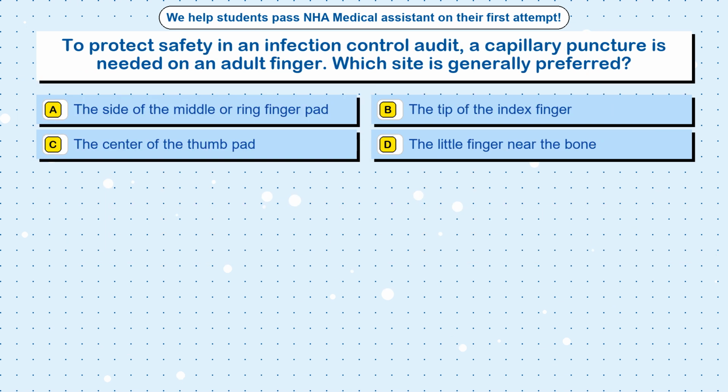Question 32. To protect safety in an infection control audit, a capillary puncture is needed on an adult finger.